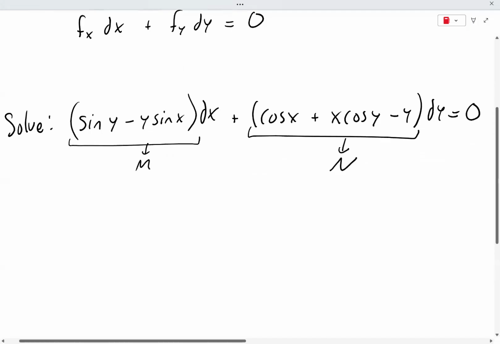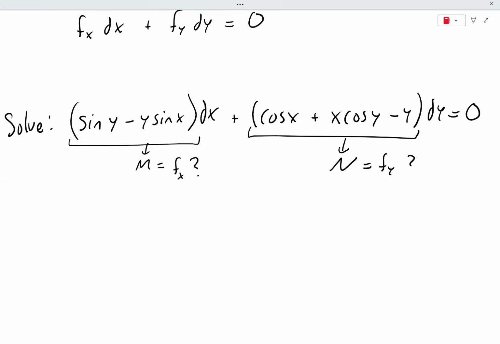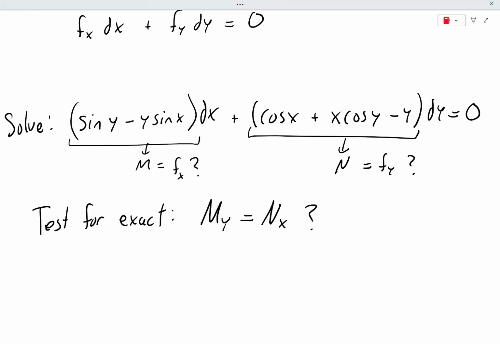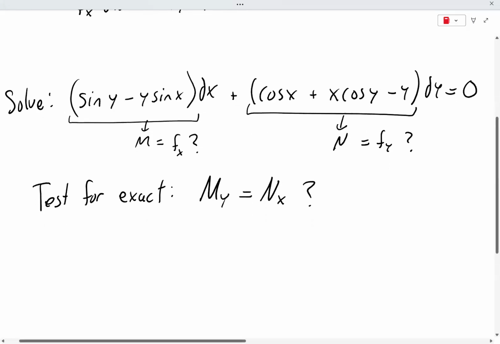Okay. And basically what we've got to do first is try to figure out: is M equal to f sub x for some function? I'll put a question mark there for now. So we got to figure out that first of all. Is this the partial derivative of some function? And there's a test for the exact part. Okay, a test for exactness. You want to find this here and see: is M sub y equal to N sub x? Okay, so that's the test for exactness.